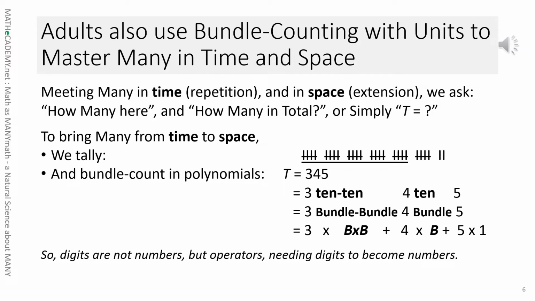And bundle count in polynomials. T equals 345. Equals 3 10 10, 4 10, 5. Equals 3 bundle bundle, 4 bundle, 5. Equals 3 times b squared, plus 4 times b, plus 5 times 1. So digits are not numbers, but operators, needing digits, to become numbers.